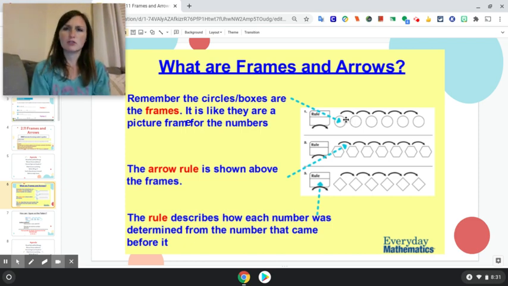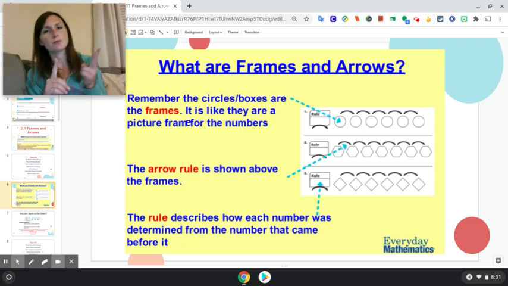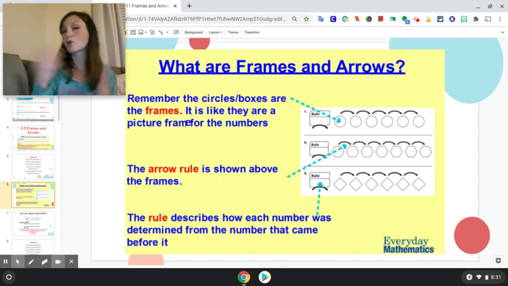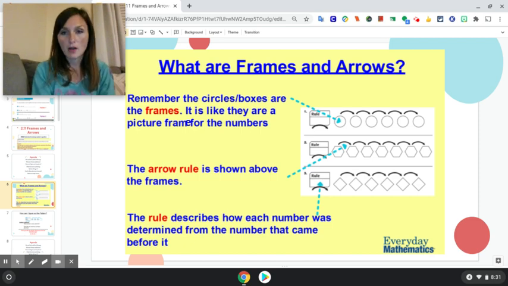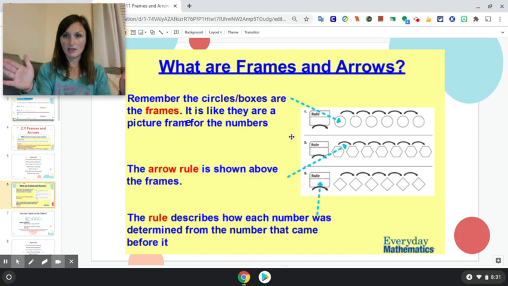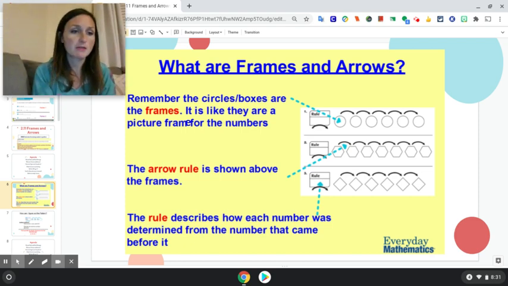Okay, so the rule is saying, how do you get from here to here? What did you have to do? Did you add 2? Did you subtract 5? Are you multiplying times 1? Are you dividing by 5? Right? So it's figuring out the rule, the pattern that every single one of these numbers is. What is it skip counting by? And that's frames and arrows.